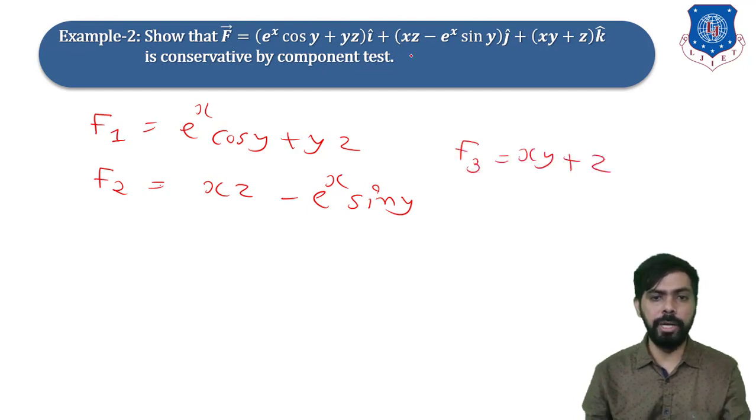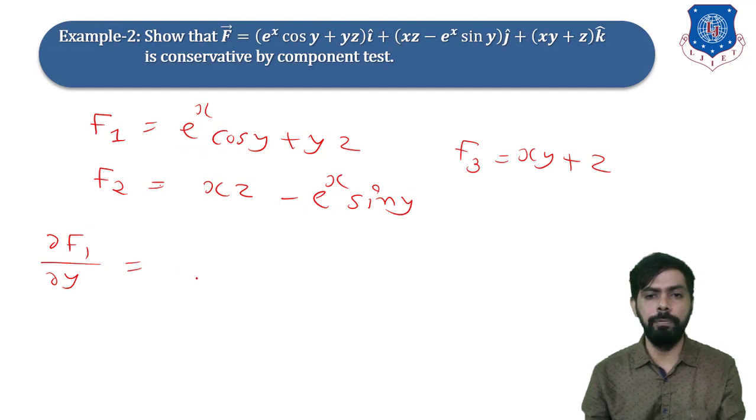Now we will find out del f1 divided by del y. That means partial differentiation of function f1 with respect to y. So here x and z will be constant. So if we take partial differentiation of f1, then x and z will be constant. So e raised to x will be as it is, and derivative of cos y with respect to y will be minus sin y. Clear?